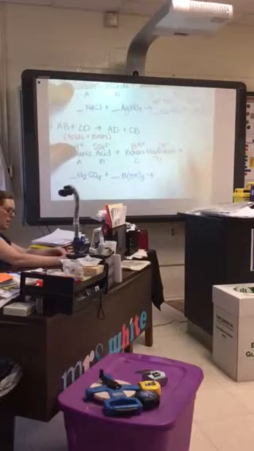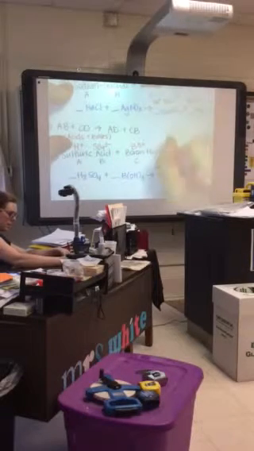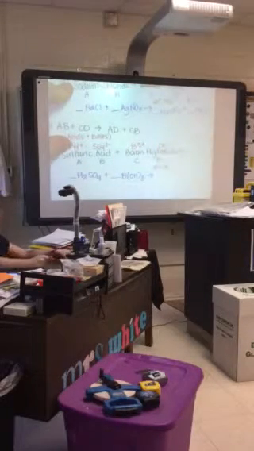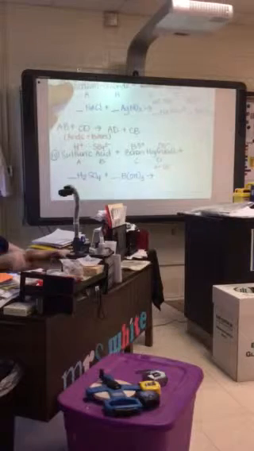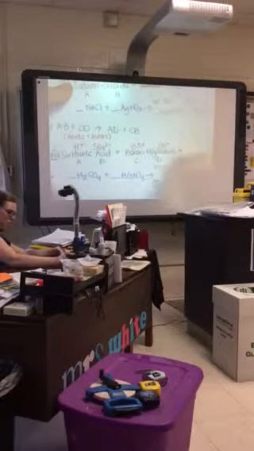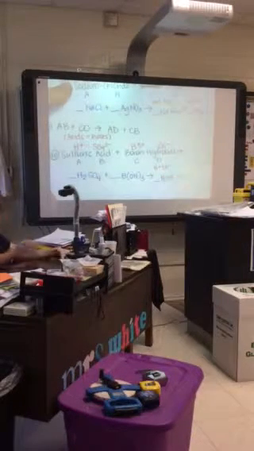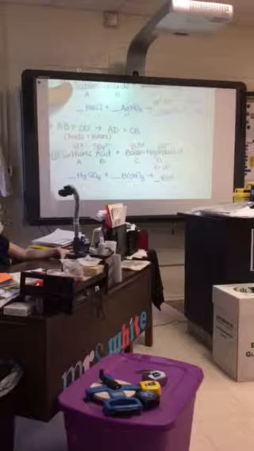So here's A. A is hydrogen. D is OH. What product is that? H2O or HOH. I'm going to leave it as HOH because it's easier to balance that way.